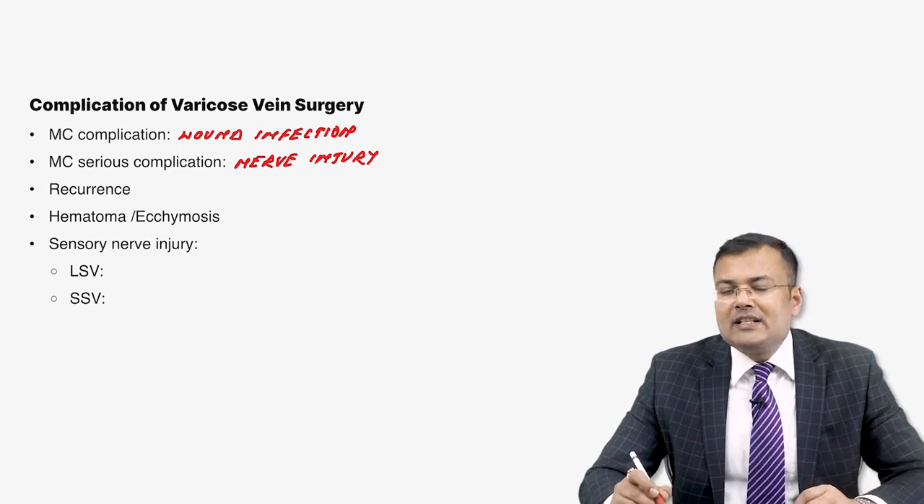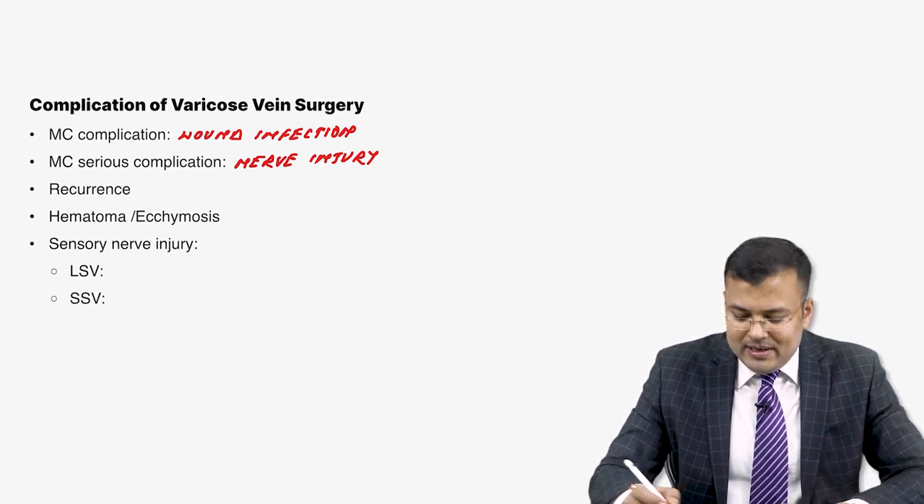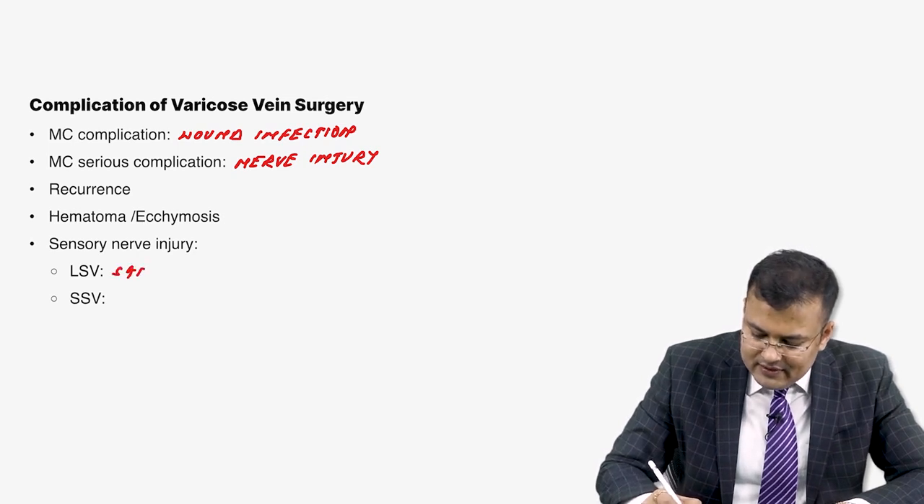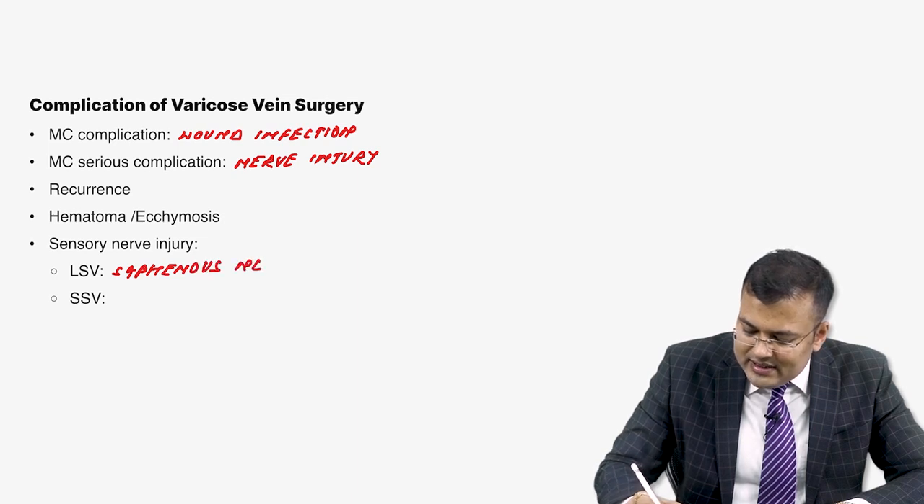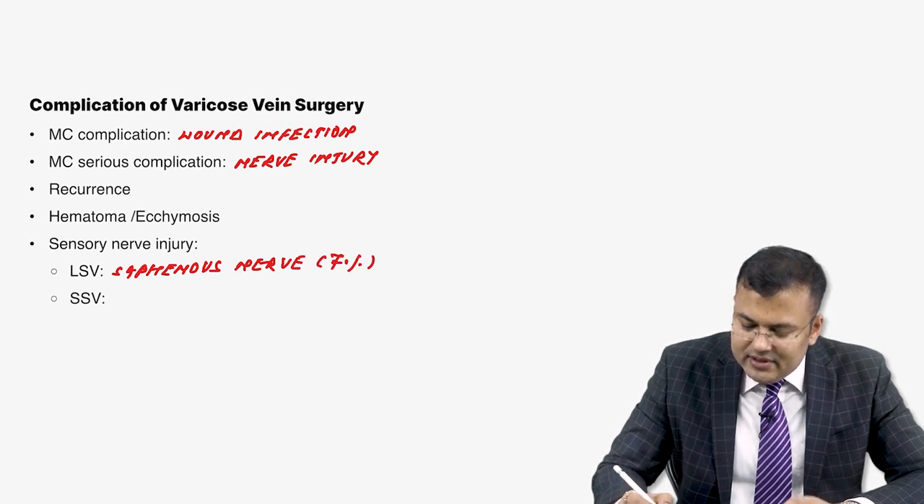During stripping of the long saphenous vein beyond the knee joint, what happens? There is injury of the saphenous nerve. Can you tell me the percentage? How much is the incidence? In 7% of cases. Saphenous nerve injury in 7%.